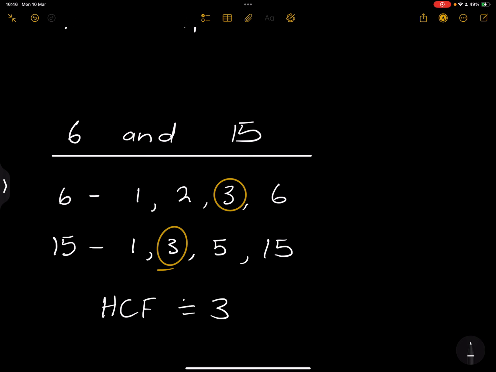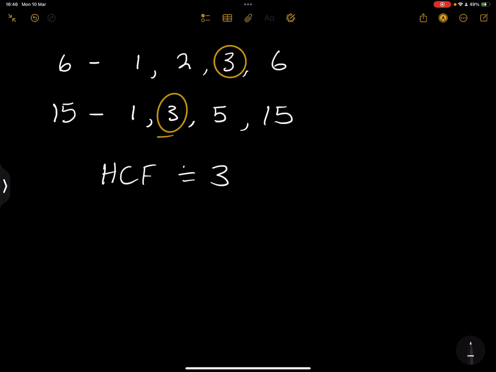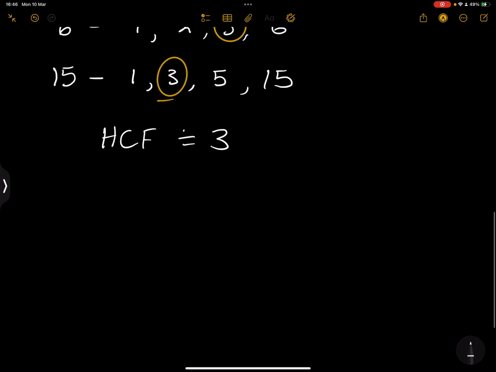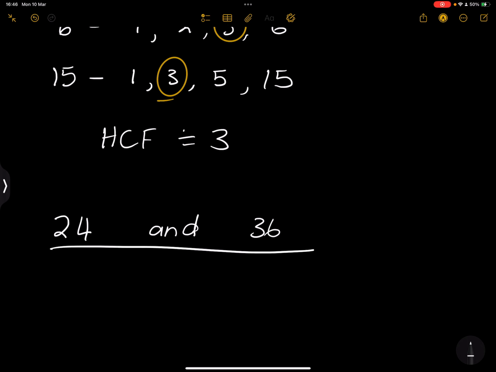Now, let's take one more, and I want you to try it out on your own before I actually give you the answer. Right, so let's take one more. So we're going to take 24. What's the highest common factor between 24 and, let's say, 36? All right, please try it out first and then tell me what you get from there.